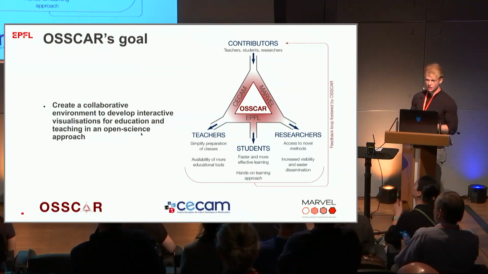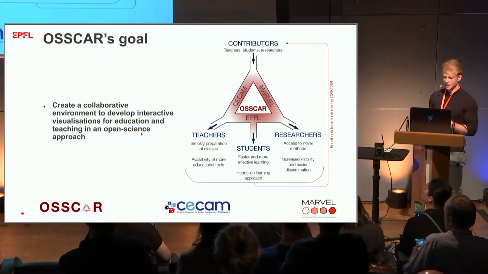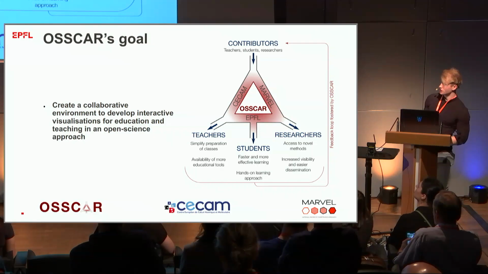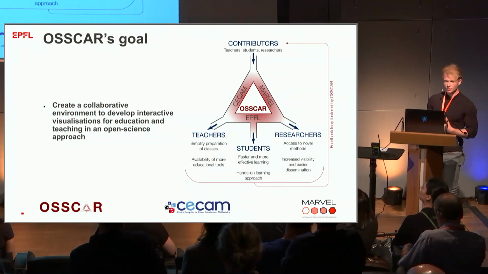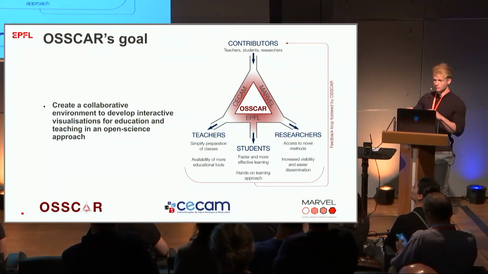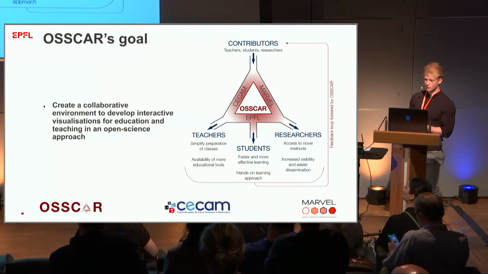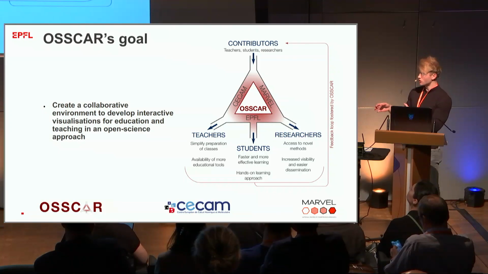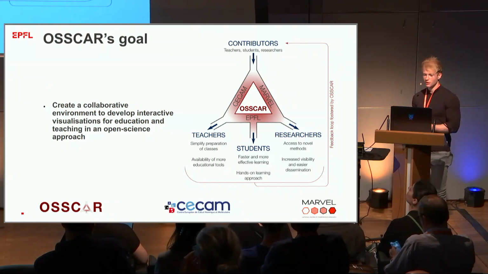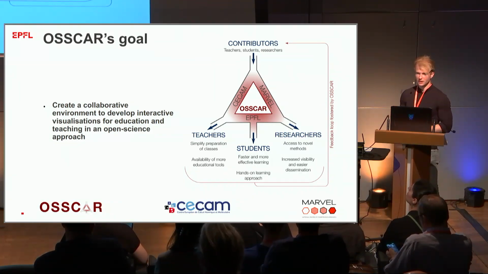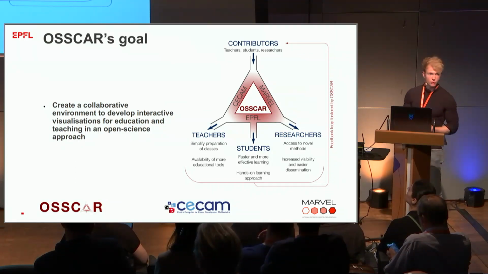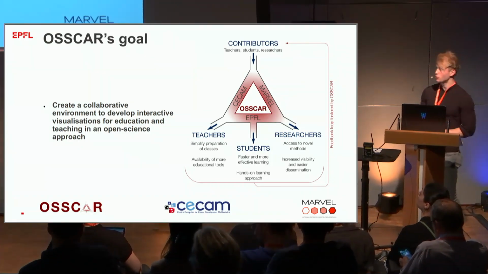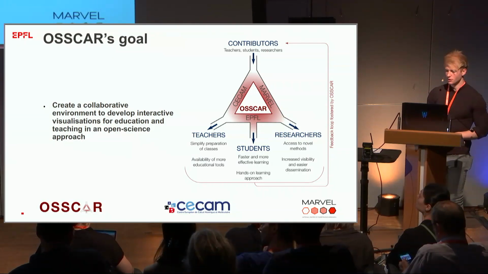The fundamental philosophy underlying OSSCAR is depicted in this figure. In the project, we aim to foster a feedback loop between teachers, students, and researchers, where each of these parties can go to the project, find material that is useful for their own respective purposes, and, if they choose to do so, contribute back to the project, thus closing this loop.